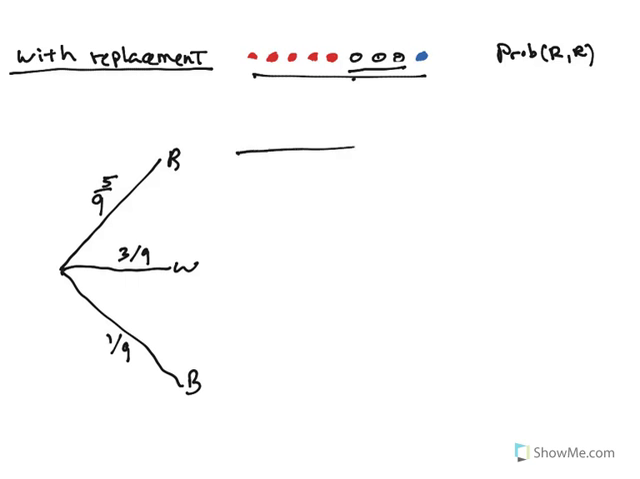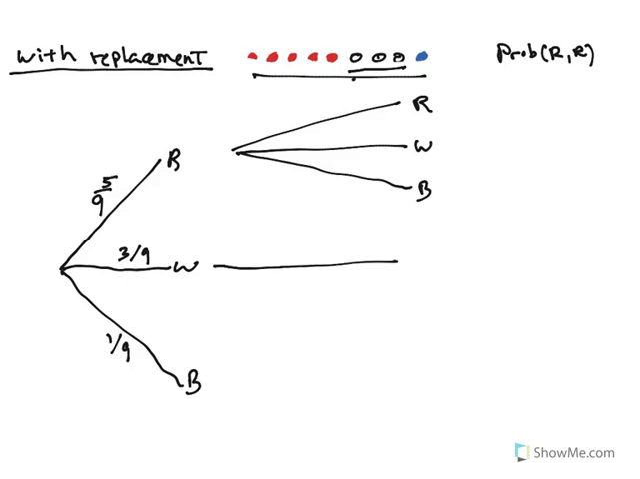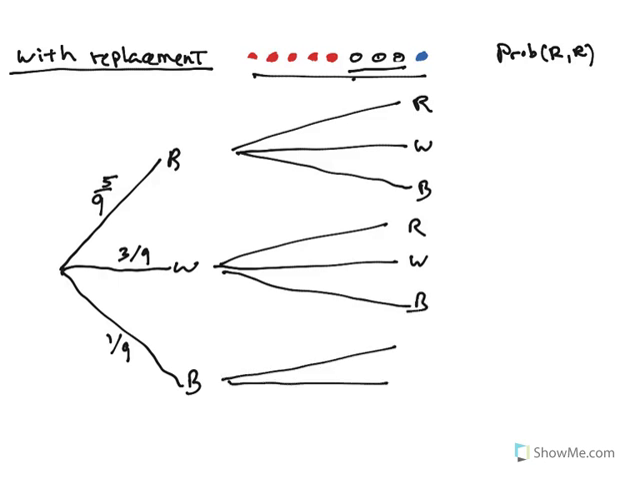If we got a red ball the first time, we once again get 3 options: red, white or blue. If we did white the first time, again we get 3 options, red, white or blue. And if we got blue the first time, we can still get red, white or blue the second time. And what are the odds this time? The probabilities for each of these are exactly the same as before, because we have replaced the ball. So it's 5 ninths, 3 ninths, and 1 ninth.